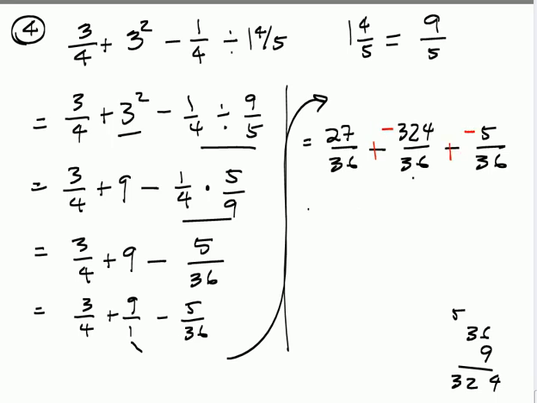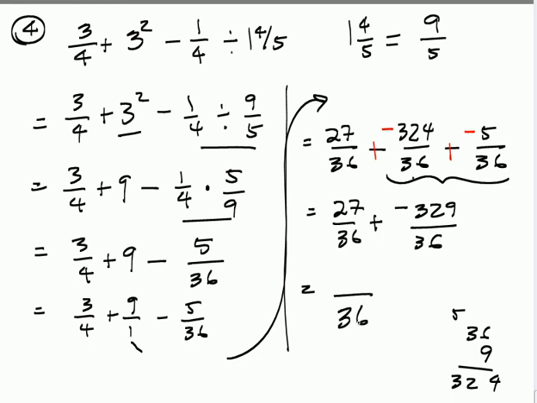So let's see what we've got here. We've got 27/36 plus a negative 329/36. Okay, so I just combined, I like to combine numbers that have the same sign. And I think we're ready to finally go there. 27 plus a negative 329, the signs are different, so we find the difference. The difference between those two numbers is 302, and the sign that goes with it is negative.